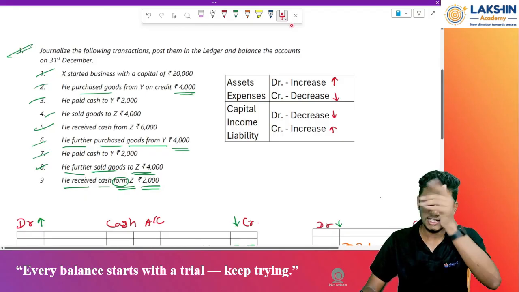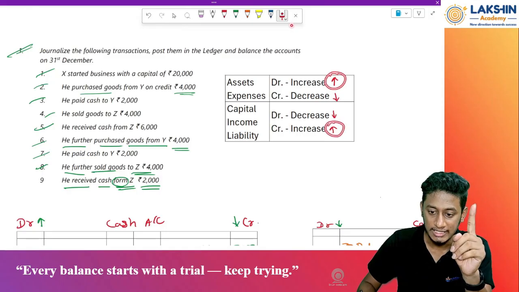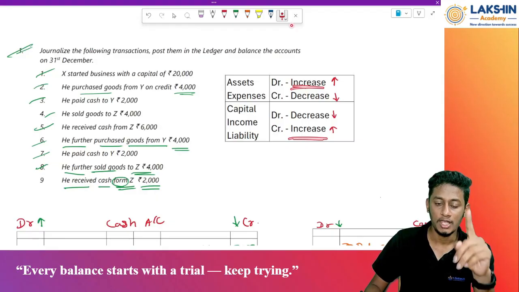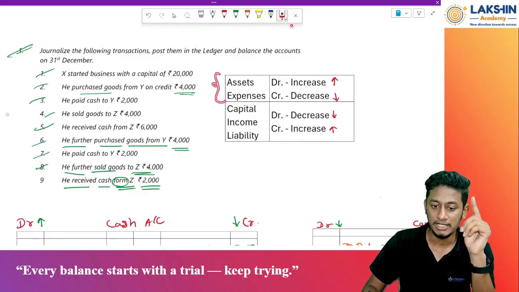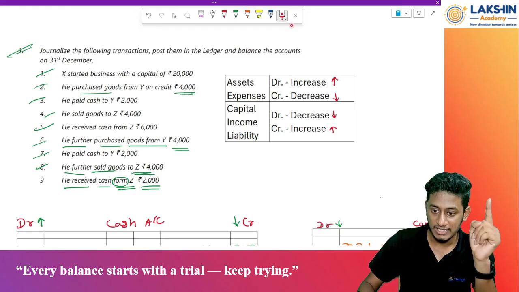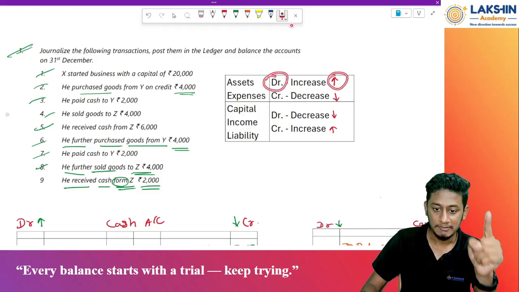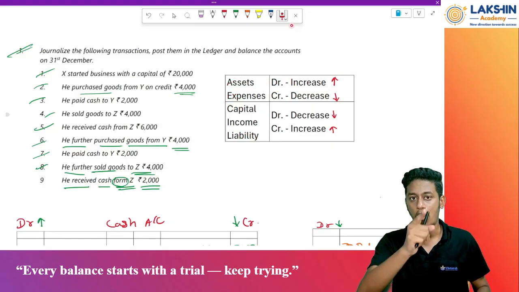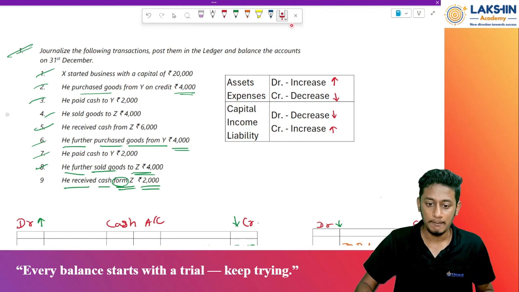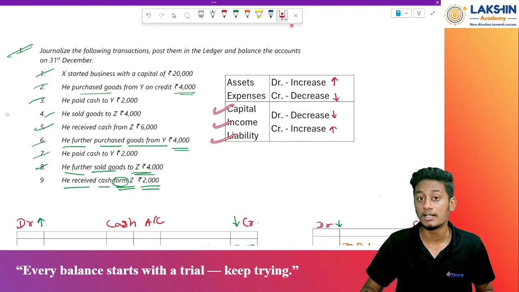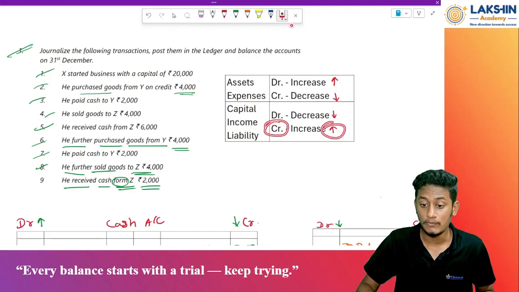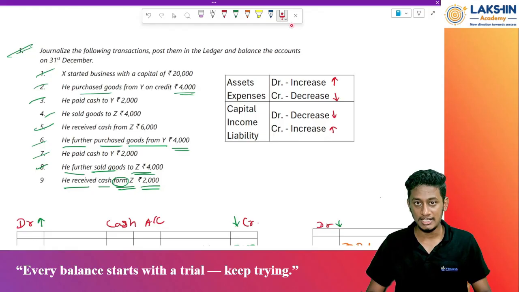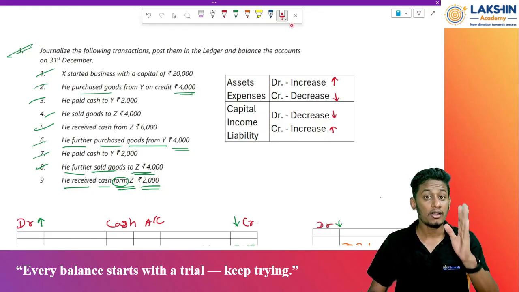Now close your eyes and only look at the increase symbol. Look at only the upward arrow. Wherever there is an increase, only look at it. So for the first family, assets and expenses, wherever there is an upward arrow, that is debit. So assets and expenses will always have a debit balance. Whereas capital, income and liability will have a credit balance, because the upward arrow, or the increase, is on the credit side. So the cash account or any other asset account will always have a debit balance.